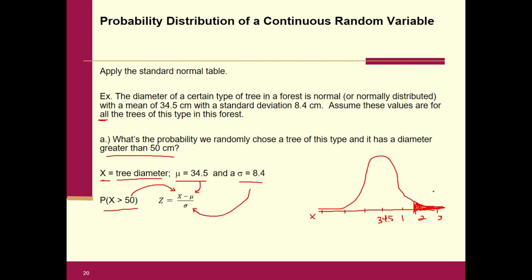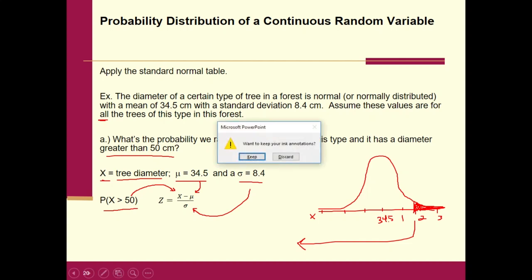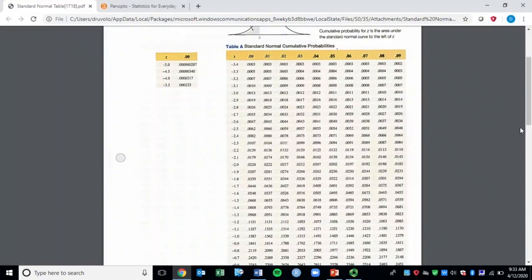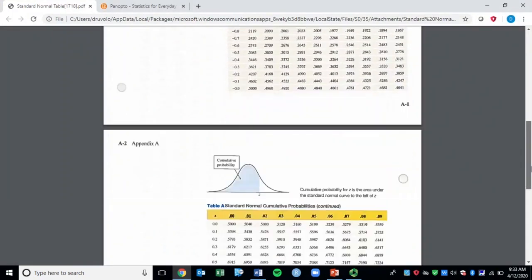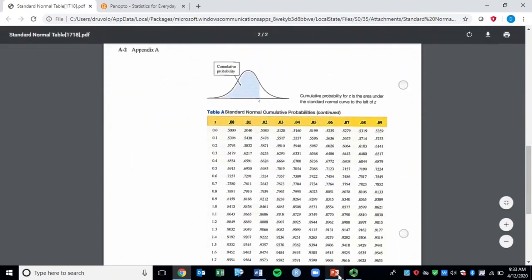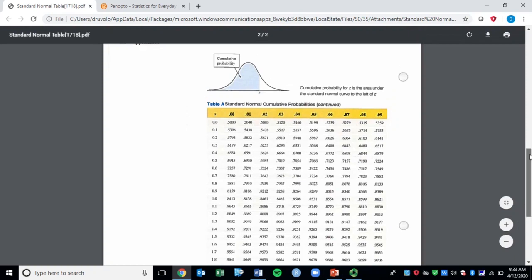And so what are we going to have to do? We want greater than, and remember when we look up on the table, it's always going to give us less than. But we want greater than, so we've got to do what? 1 minus the probability. So we've got to look that one up. Go ahead and look that one up. I will do the same. I'll have to get out of the presentation again. And let's look up a positive 1.85.